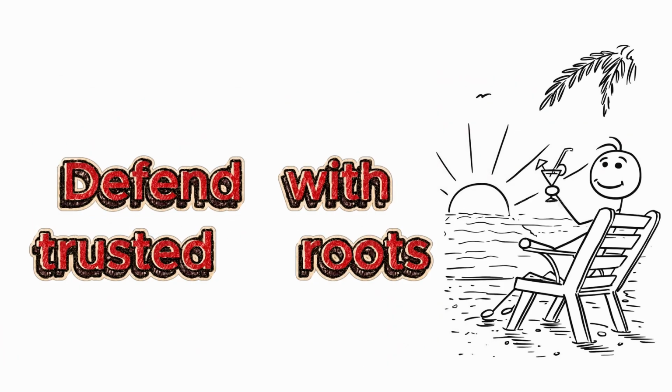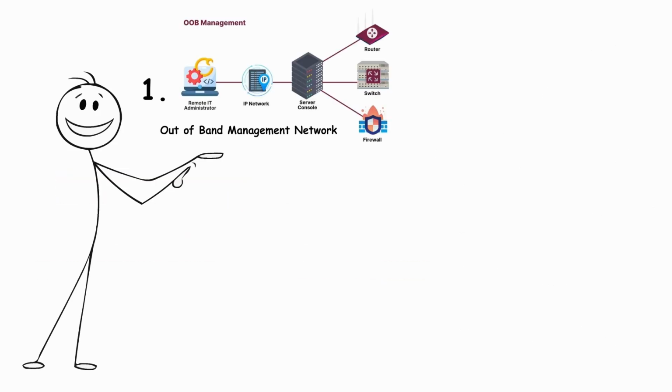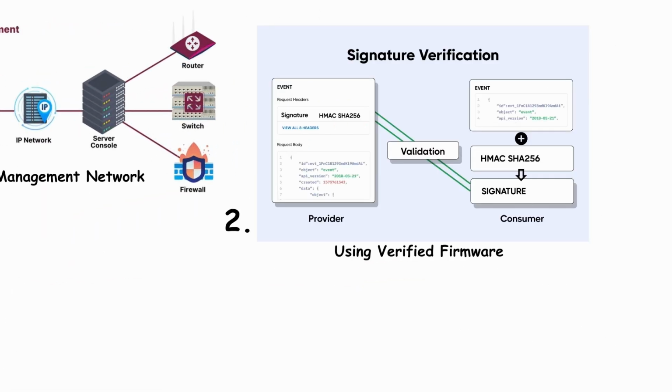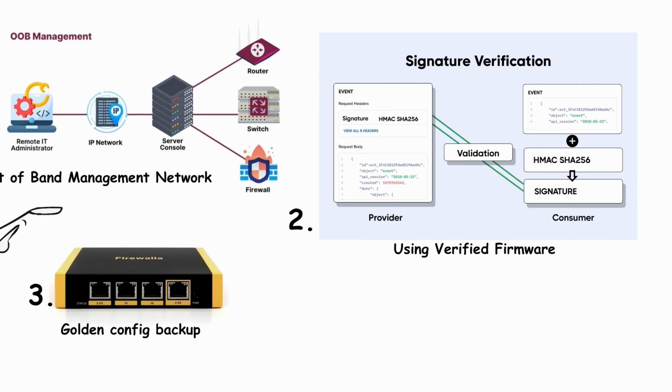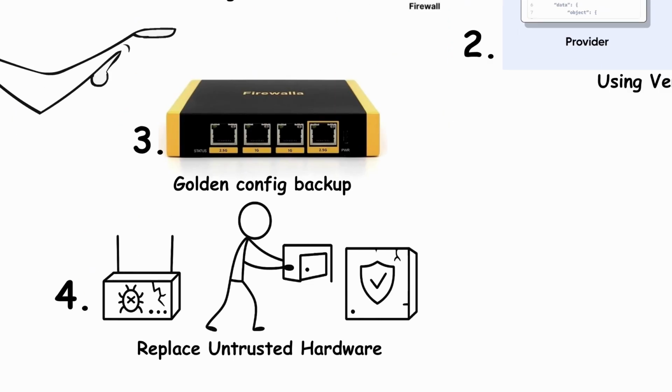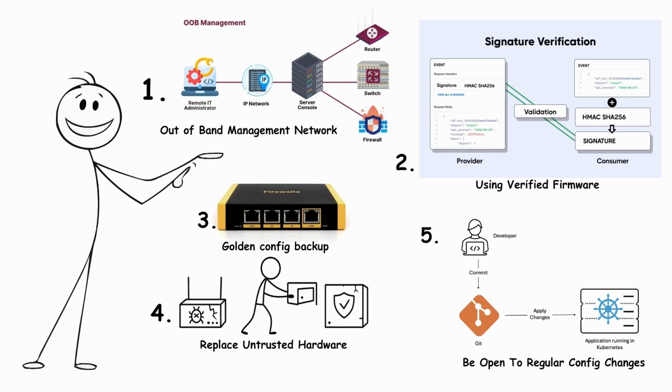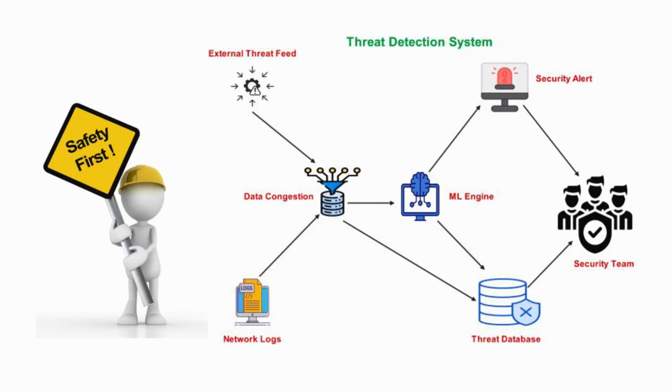Defend with trusted routes. Keep network gear on a separate management network, update only with verified firmware, keep a clean gold image, replace hardware you can't trust, and watch for config changes and strange destinations, like a smoke alarm for your whole network.